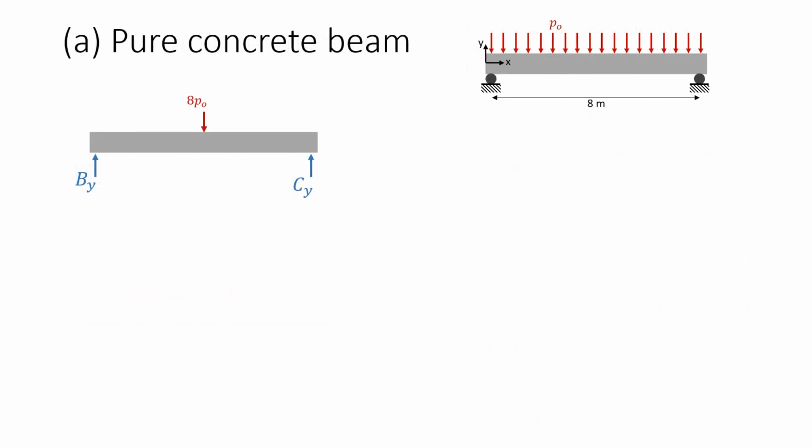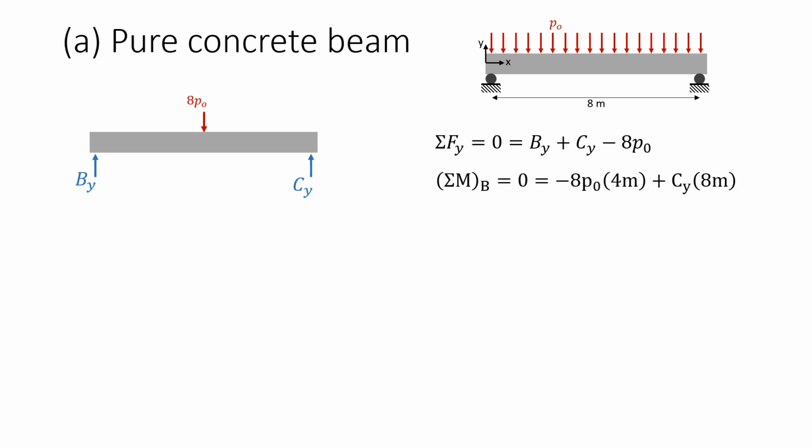As always, we'll start by making a free body diagram and writing our equilibrium equations. Here, we're approximating our distributed load as a point load in the middle, with a total magnitude that's given by the distributed load with units of newtons per meter times the length of 8 meters, which gives us 8 p naught. Based on symmetry, we can expect that each of our reactions will be equal to 4 p naught, but we can also write out our sum of forces and sum of moments to confirm this.